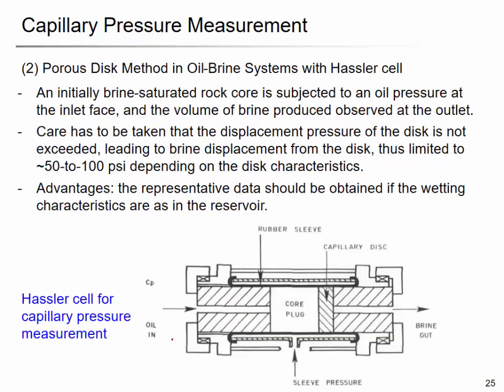And you can also do it under confining pressure, and you can also inject the oil. Here you have a core plug, and this is a kind of triaxial system. So you can apply the confining pressure over the rubber sleeve, and you have a porous disc again, and you can inject the oil and measure the volume of the brine displaced. It's the same. And this is called the Hassler cell.